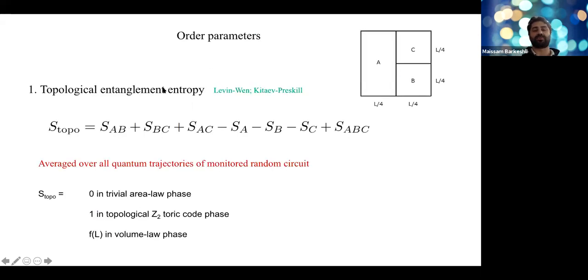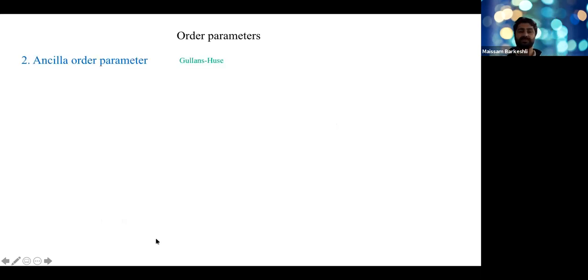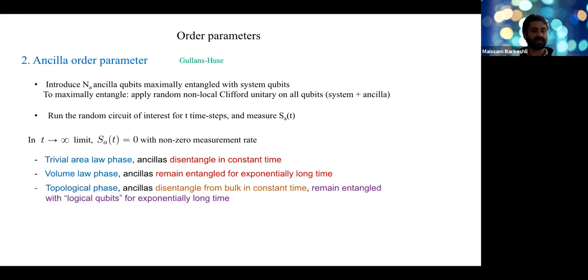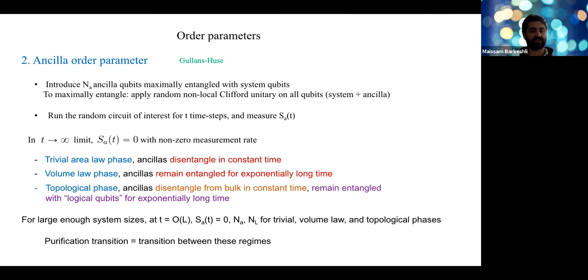And now our order parameters are going to be the topological entanglement entropy for 2D topological phases. That's very famous, averaged over all the quantum trajectories. And that's going to be 0 in the trivial area law phase. It's going to be 1 in the topological phase. And then it's going to be something that grows with system size in the volume law phase. And then the other one is this ancilla order parameter, which is essentially the same as what I just described in the 1 + 1D case. So I won't go into that.